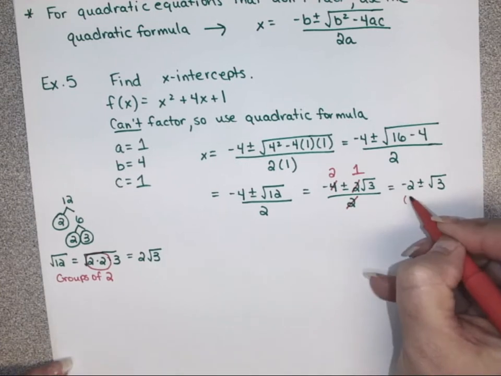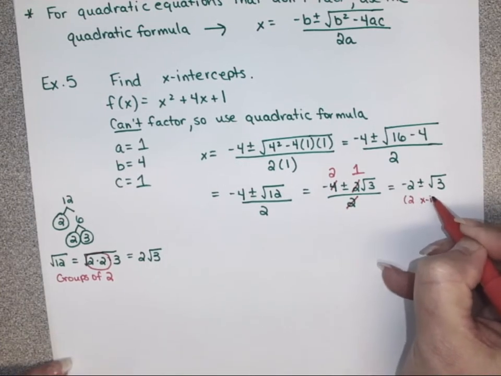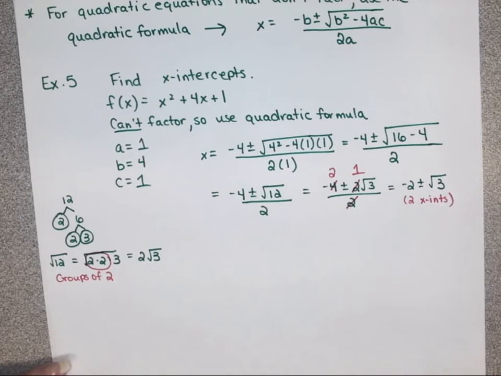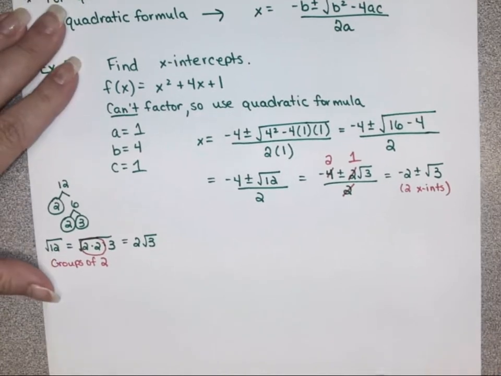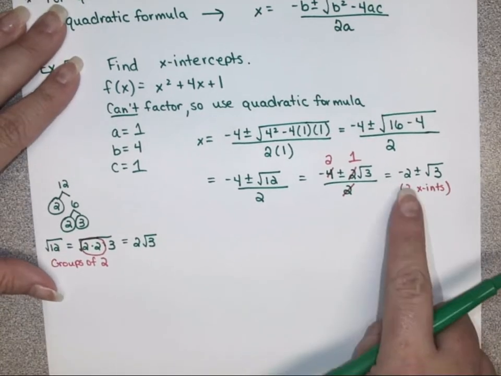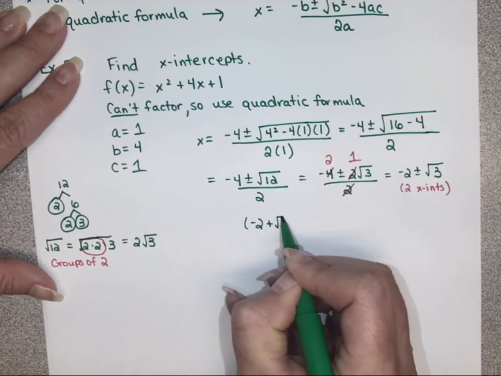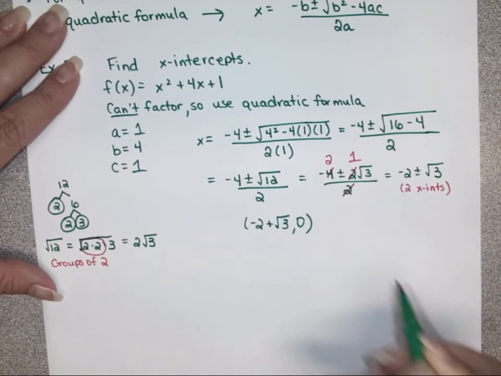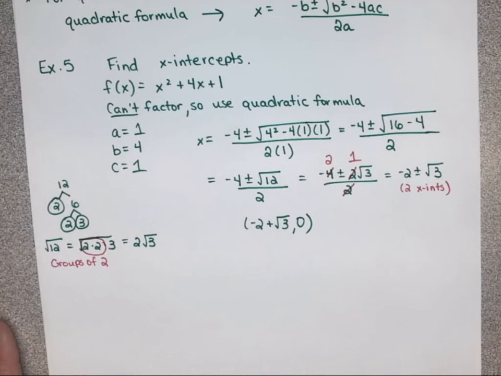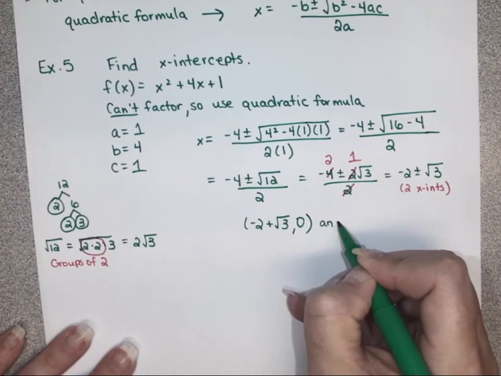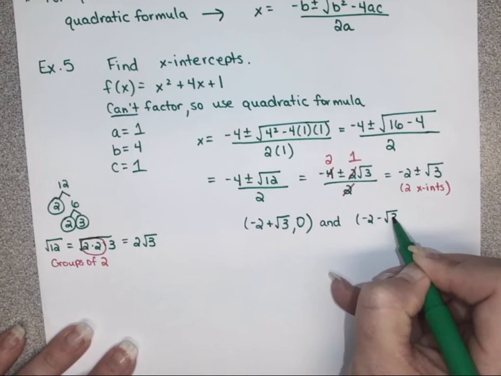But just know that this is actually 2 x-intercepts. So if you were asked to list these as points, and again, I think in this section you are asked to list them as points, they're going to look weird, but don't overthink it. It's just negative 2 plus square root of 3 comma 0, because it's the x comma 0 for the y. And then what would be the second one? The same thing, but minus.